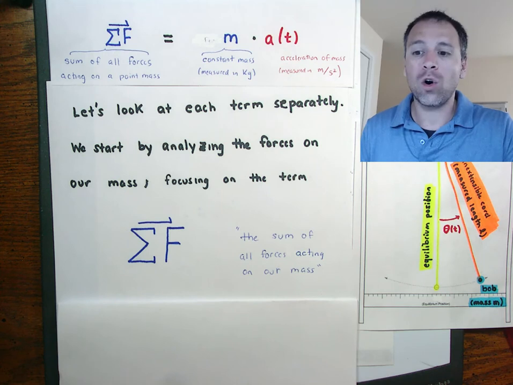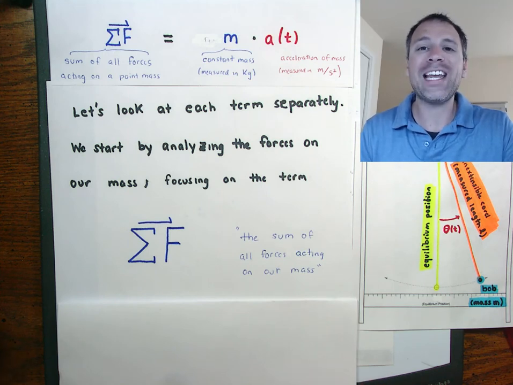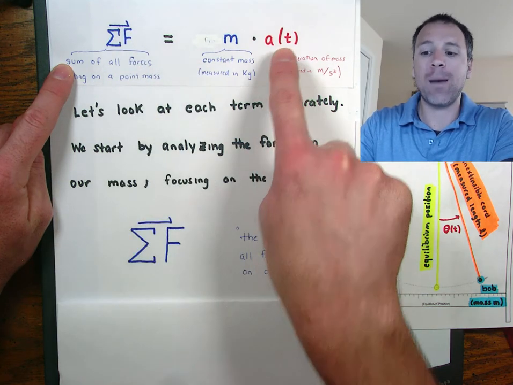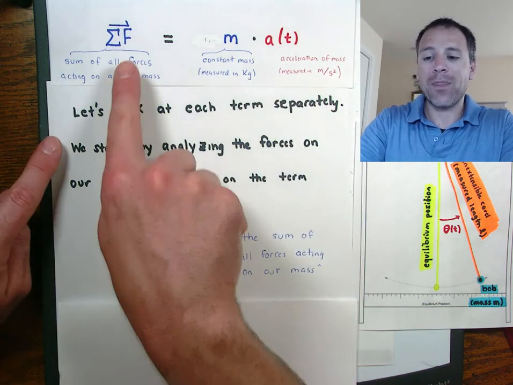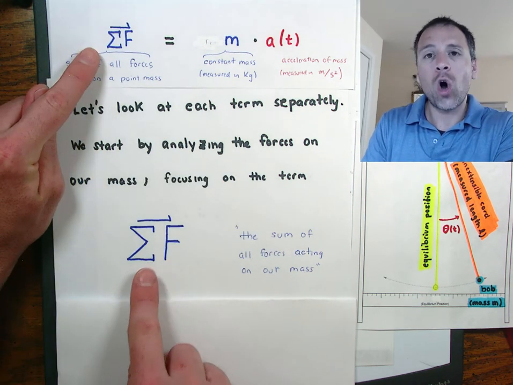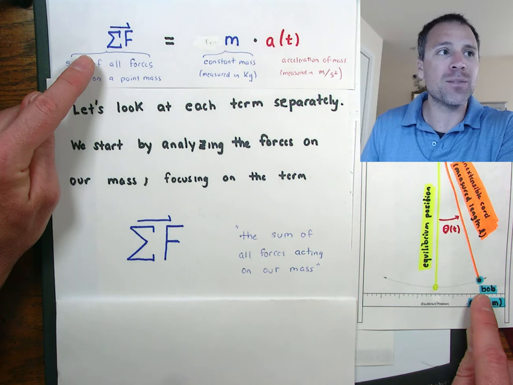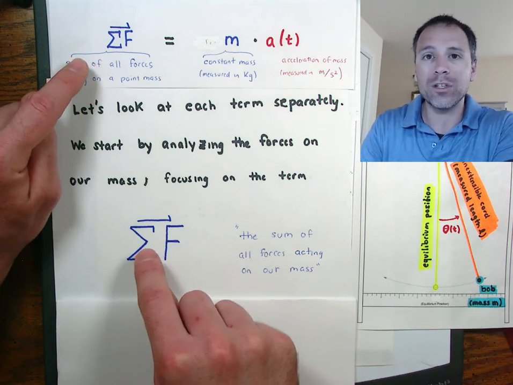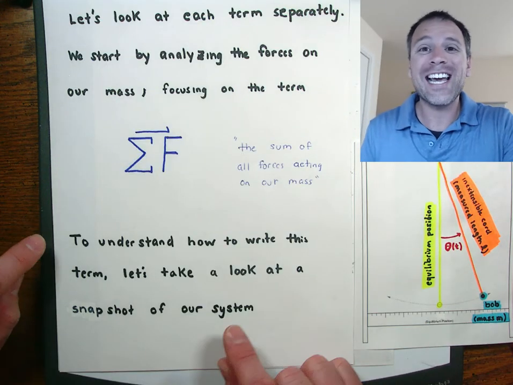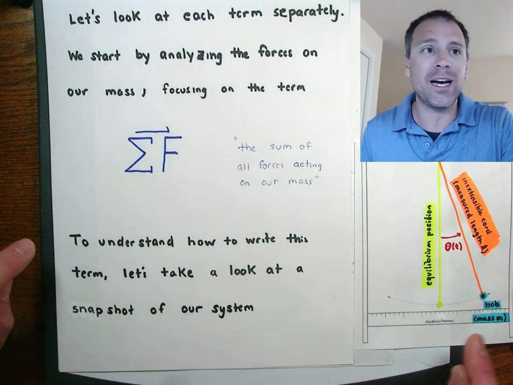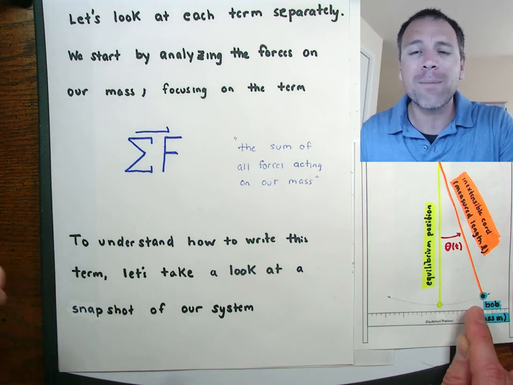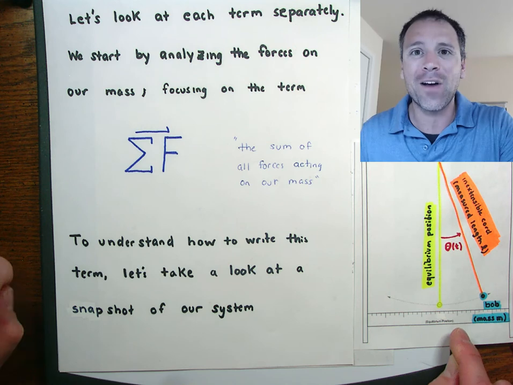While working towards that goal, we're going to simplify our work by looking at each term in this Newton's second law equation separately. Let's start by looking at the left-hand side first. So we're going to say, what are all the forces acting on this point mass? If we're going to sum all the forces, we should probably understand what those forces are. And to do that, we're going to take a snapshot of our system in time. So right here, we kind of see this. Let's zoom in on this snapshot and think about what the forces are acting on that pendulum.